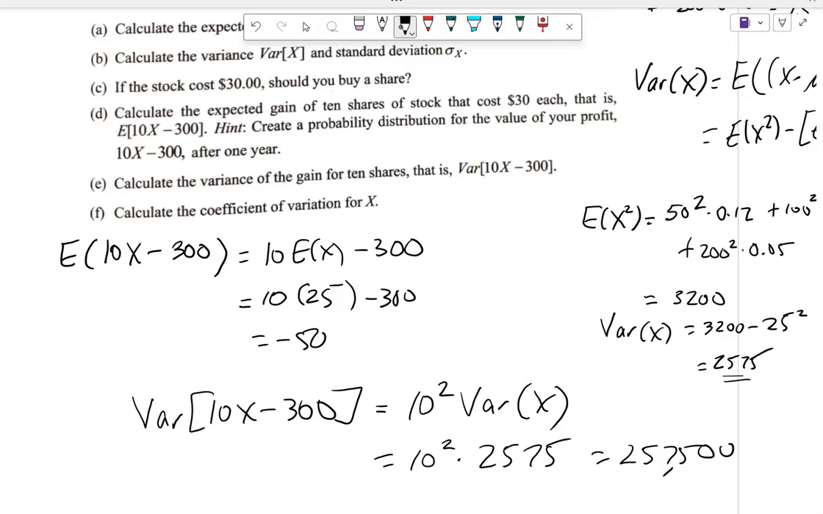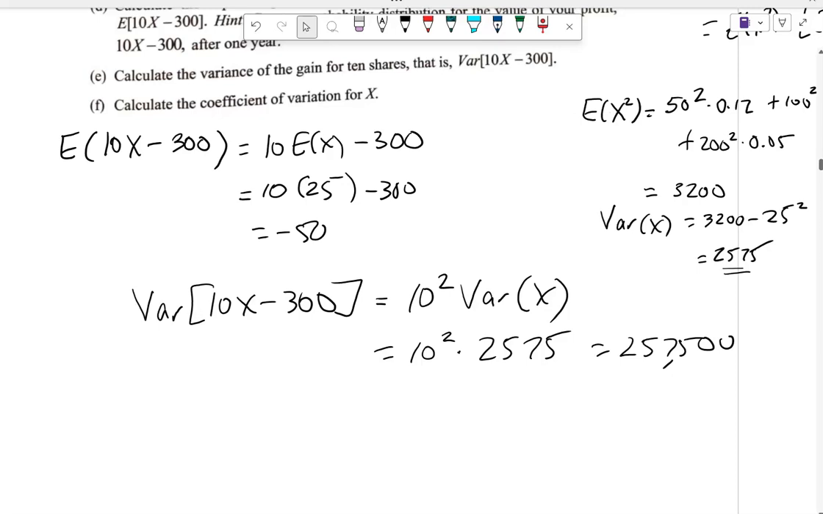This okay though? That's not too bad. All right, part F is a new term, coefficient of variation. Well, first, in part B I didn't actually do standard deviation. Standard deviation is just the square root of your variance. That's all it is. So we found the variance before.